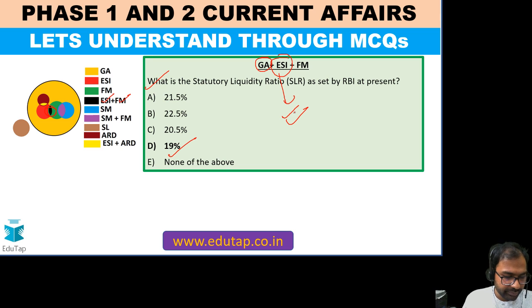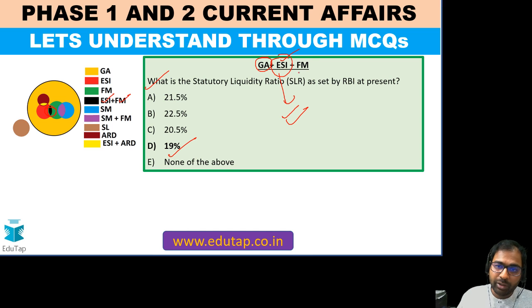Which topic of ESI has been kept in mind if I have framed this question, what is the SLR as set by RBI at present? RBI functions is a topic of finance, not a topic of ESI. Conduct of monetary policy is a topic of finance, not a topic of ESI. Monetary policy, excellent. Monetary policy is the topic mentioned in the ESI syllabus. RBI functions and conduct of monetary policy is the topic mentioned in the syllabus of finance, not ESI.